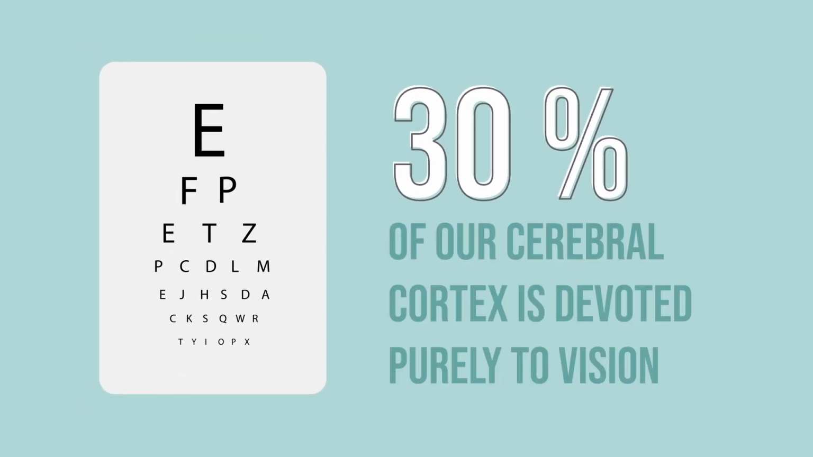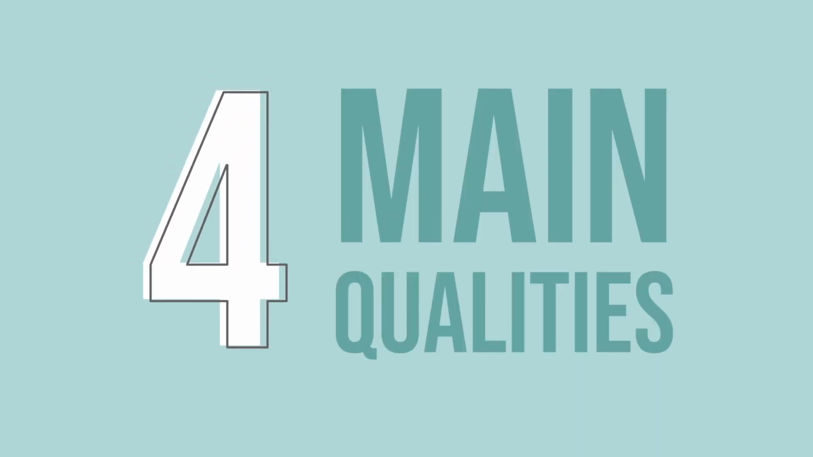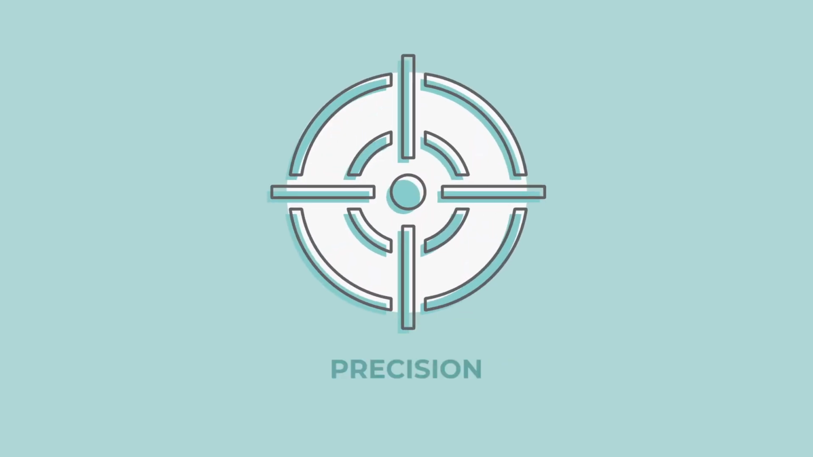Did you know that 30% of our cerebral cortex is devoted purely to vision? Here are the 4 main qualities that make a good prototype. The first one is a good representation. A prototype is the rudimentary representation of the actual product. It represents how the product will look and/or work like, so it's important that your representation captivates the attention of possible users.